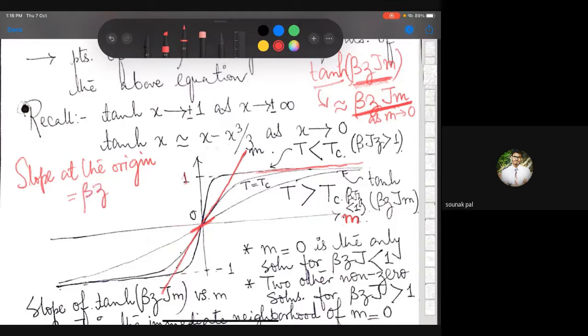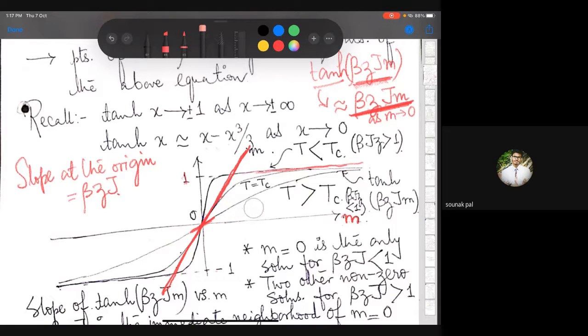Beta Jz, right? Slope means what? You take the derivative. If you take the derivative with respect to m, you get beta Jz. How do you get 45 degrees? 45 degrees is the slope of this line, m is equal to m. This line has an angle of 45 degrees, but not this one, no? Okay, sorry, sir. Right.